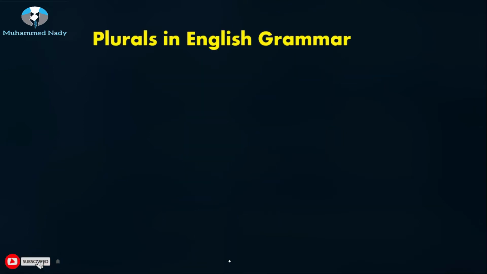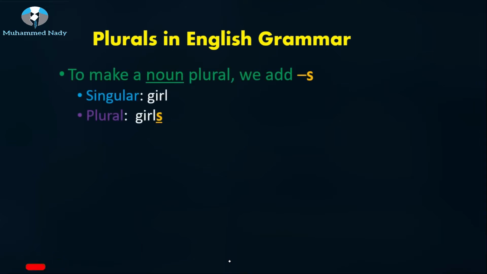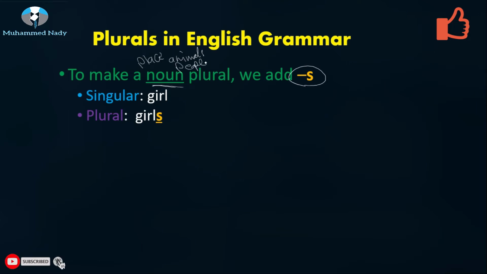Now let's start. Before we go to subject-verb agreement, we need to revise singular and plural. Okay, so to make a noun plural, you need to add an S. Okay, what's a noun? We studied before about nouns and we said that it could be a place, animals, people, ideas, or things. When you find a word and it's one of these, that means it's a noun. To make this word plural, all you need is to add S to the word. For example, the word girl, the plural form of it is girls.